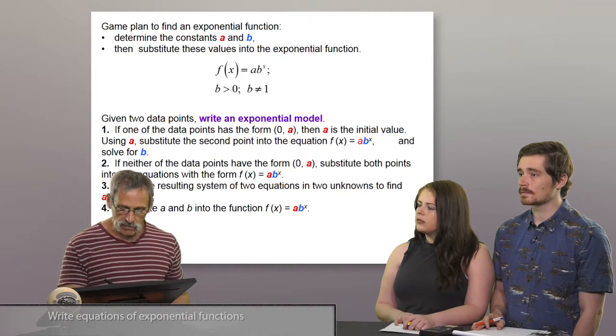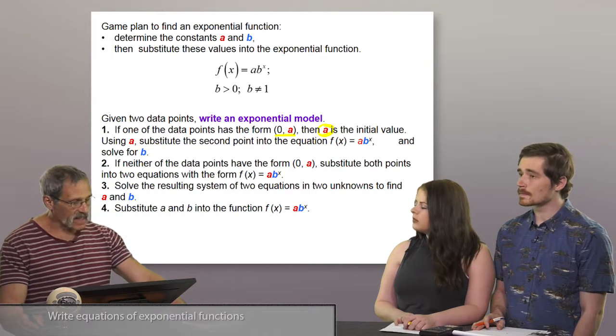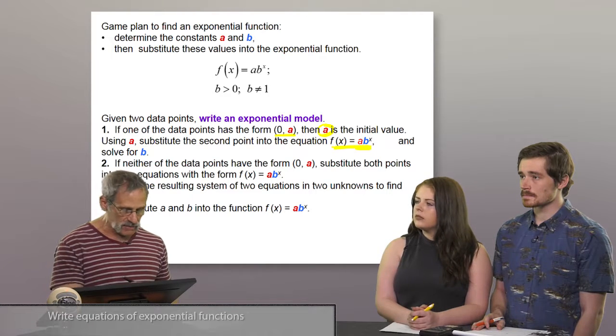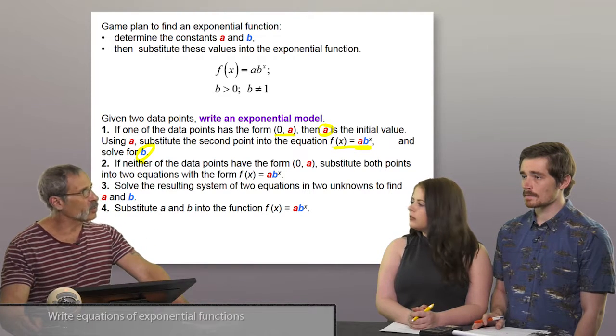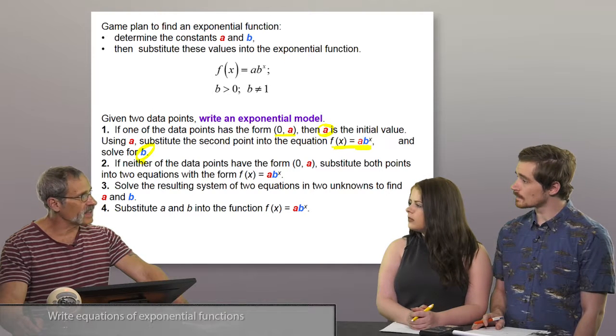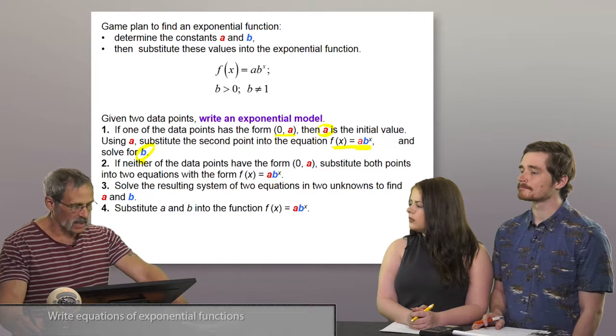One of the points is (0, a), so we know a outright. If that's the case, then using a, we can put the second point into this function and we can find b. In other words, we give you a, you find b by using the other point. The likelihood you'll see that today, yeah, that's not going to happen. It's highly unlikely.